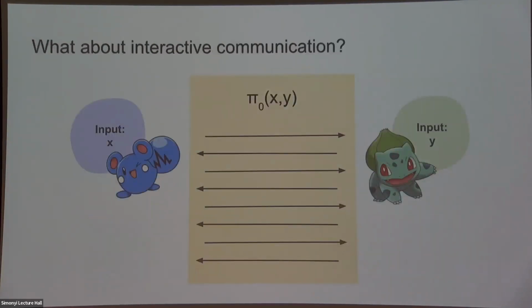Okay. So I guess the question now is, what about interactive communication? So far, we've had Alice try to send over a message to Bob, but in many systems, there's interaction that goes on. And so the question is, how do you protect against errors that are happening to an interactive protocol? So let me just give you an example.